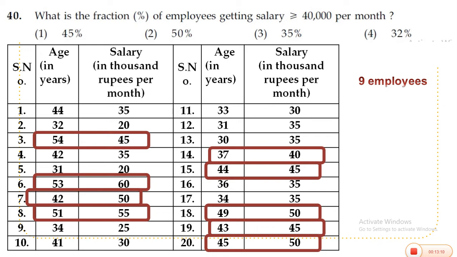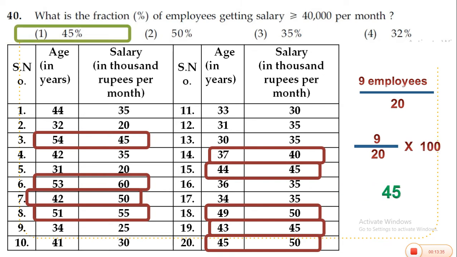Now the question, what is the fraction of employees? That means how many employees out of 20 are more than 40,000, right? We find that 9 employees out of 20 are more than 40,000. So you have to find the percentage, right? It is 9 divided by 20 into 100. You know that 25 times is 100, so 9 into 5, your answer is straight away option 1, 45%.